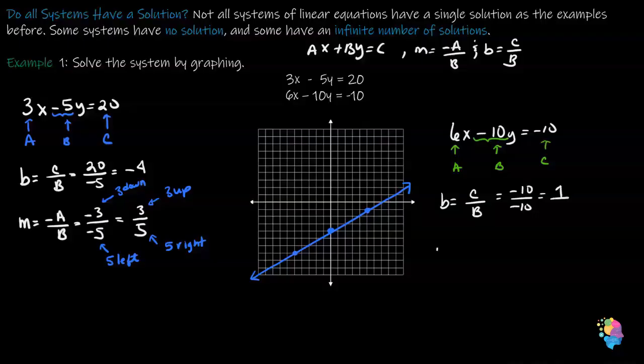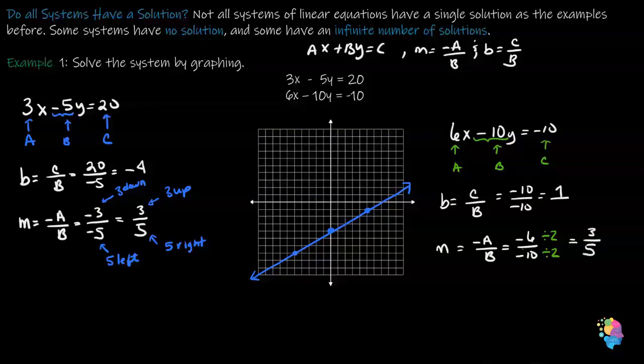And then the slope is found by doing negative a over b. So that will give us negative 6 over negative 10. Now the negative will make this slope positive, but not only that, we can also simplify this fraction by 2. And that will give us 3 over 5.